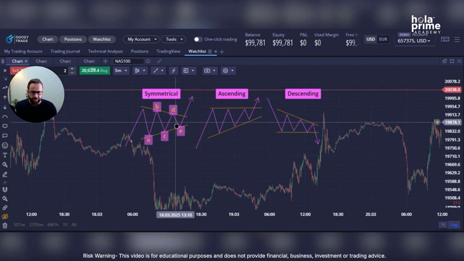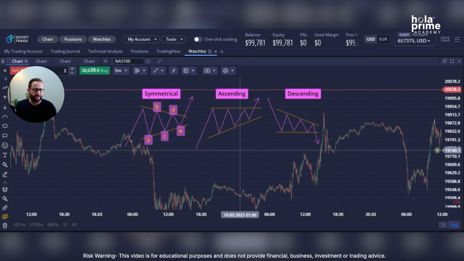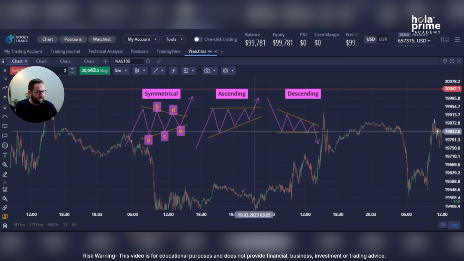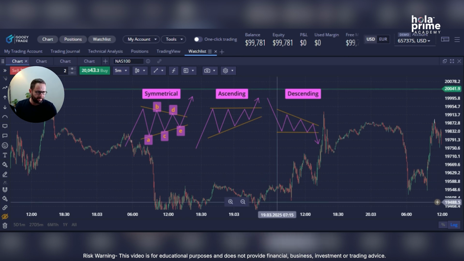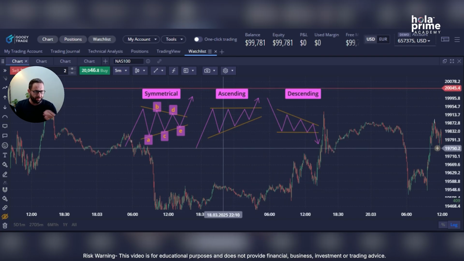Symmetrical triangles can form in both bullish or bearish markets, whereas an ascending triangle typically forms during bullish markets, so it's a bullish continuation pattern, whereas a descending triangle forms during a bearish market, not always, but in the majority of cases, and it is a bearish continuation pattern. So the fourth and final triangle of this family that we're going to be looking at today is called the expanding triangle. There's an actual example right below these drawings that I'm going to zoom into, and we're going to have a look at the characteristics that this triangle tends to display.